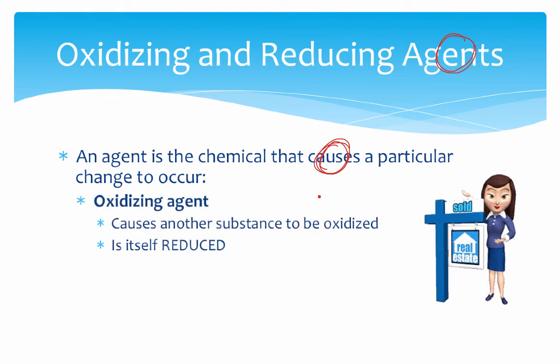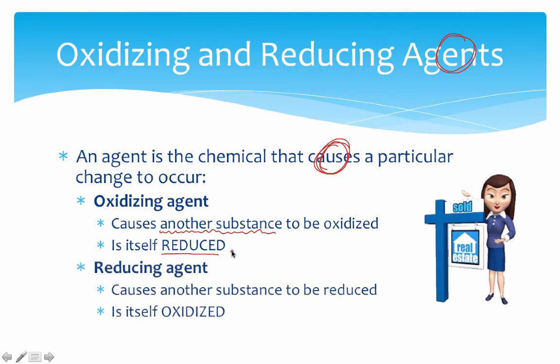So the oxidizing agent is the chemical that causes another substance, and that's the key thing to be watching out for, it's the thing that causes another substance to be oxidized. The oxidizing agent is itself reduced. Likewise, the reducing agent is the substance that causes another substance to be reduced, and it is itself oxidized.